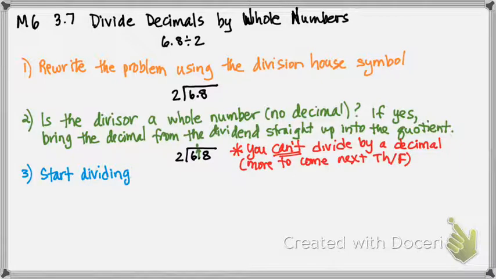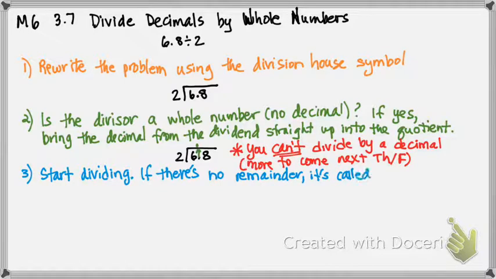Okay, and it says if there's no remainder, so you end up with a 0 when you're all done and you've brought everything down, there's nothing left to divide. If there's no remainder, it's called a terminating decimal. I'm going to write it right here because I wanted those two words to go together. So I'm going to box those.